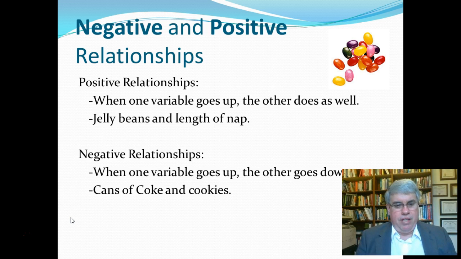Now, a negative relationship, that's when one variable goes up and the other goes down. And we saw that in the illustration of the cans of Coke and the cookies that he ate before going to bed. The more cans of Coke that he drank, the fewer cookies he ate, and the more cookies he ate, the fewer cans of Coke. So as one went up, the other went down, and that's the same thing as saying that as one goes down, the other goes up. So that's a negative relationship.